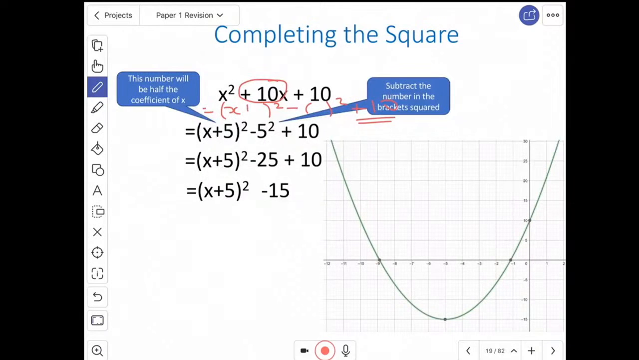So obviously half 10 is 5. And if that was a minus 10, you'd be putting minus 5 in there. But obviously it's plus 10, so you're putting plus 5 in. And then whatever number you just wrote down there, you put in here straight away. Okay? So I have it written there: the number will be half the coefficient of x, and then subtract the number in the brackets squared.